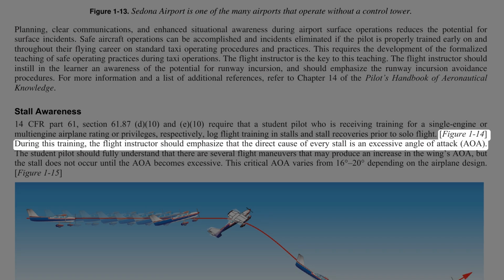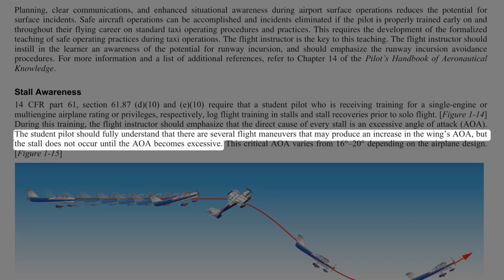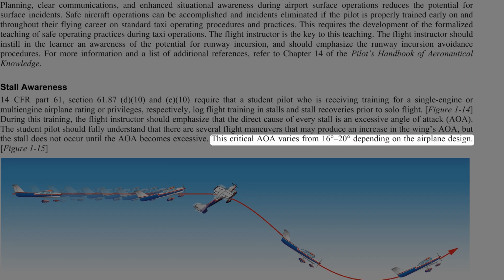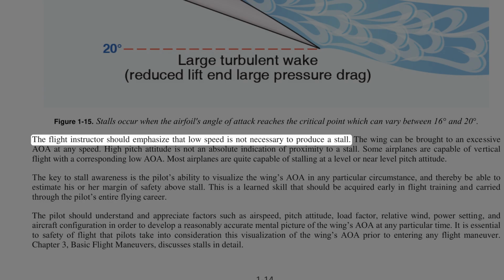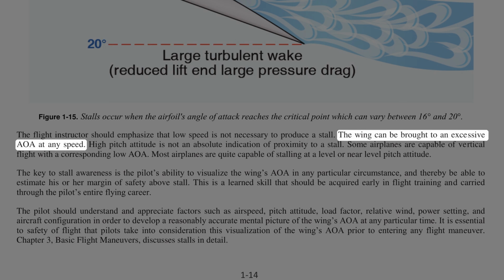During this training, the flight instructor should emphasize that the direct cause of every stall is an excessive angle of attack, AOA. The student pilot should fully understand that there are several flight maneuvers that may produce an increase in the wing's AOA, but the stall does not occur until the AOA becomes excessive. This critical AOA varies from 16 degrees to 20 degrees, depending on the airplane design. The flight instructor should emphasize that low speed is not necessary to produce a stall. The wing could be brought to an excessive AOA at any speed.